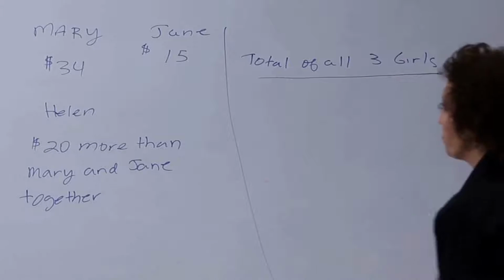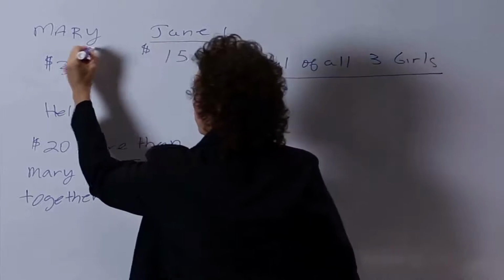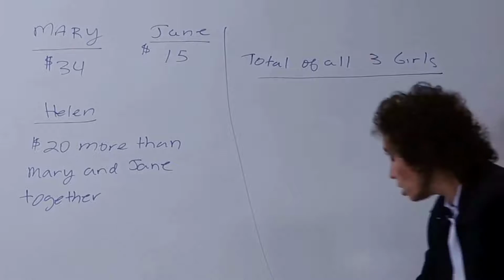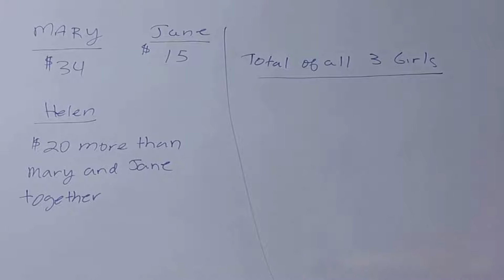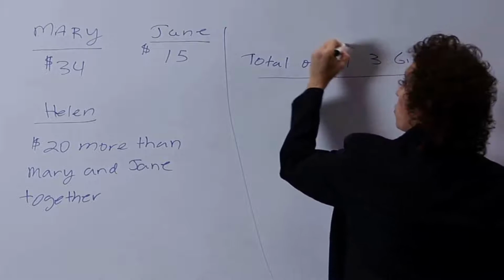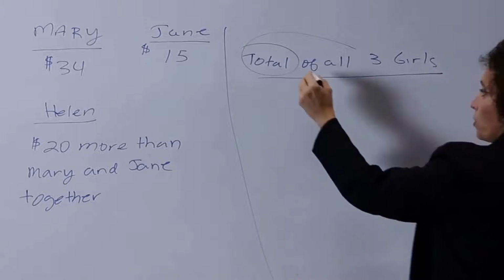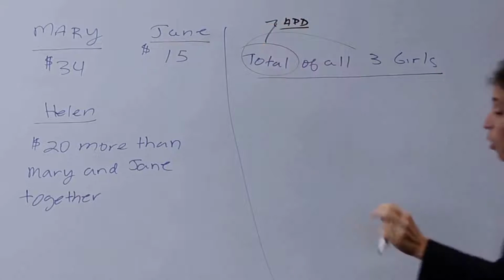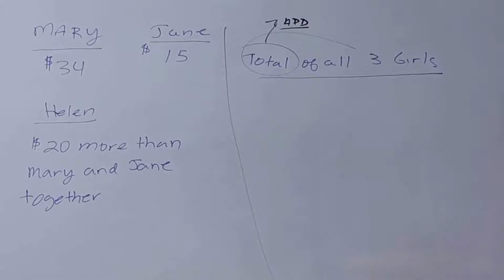Okay, well, so we have Jane at 15, Mary at 34, Helen 20 more than Mary and Jane together. There's a lot of keywords going on here. First keyword that we want to talk about is total of all the three girls together. So total. Total tells us to add. Total is not a word you see often in algebra. You see it a lot in arithmetic, but not in algebra, but it does mean to add.